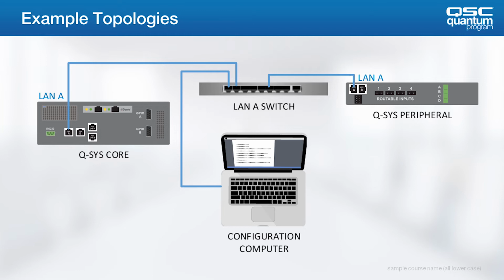In this case, the configuration computer, the one running Q-SYS Designer software, is connected to the LAN A network. Here it can discover and configure both the core and the peripheral. The computer could be connected directly to another connection on the core, but it would not then be able to discover and configure the peripheral. This is the best practice topology for that reason.